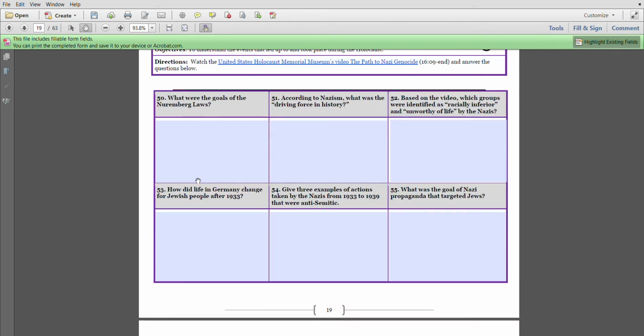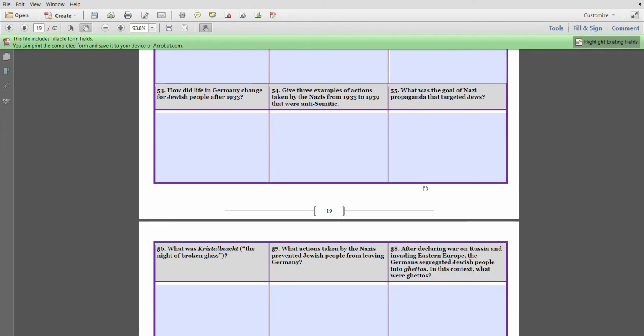Number 50, what were the goals of the Nuremberg Laws? 51. According to Nazism, what was the driving force in history? 52. Based on the video, which groups were identified as racially inferior and unworthy of life by the Nazis? 53. How did life in Germany change for Jewish people after 1933? Question 54. Give 3 examples of actions taken by the Nazis from 1933 to 1939 that were anti-Semitic. 55. What was the goal of Nazi propaganda that targeted the Jews?